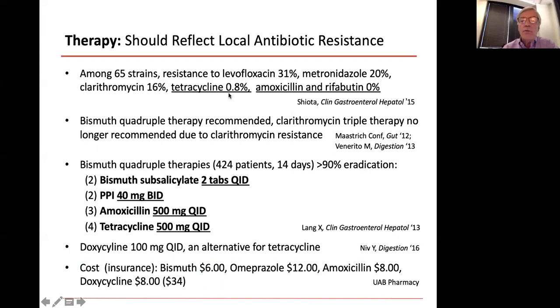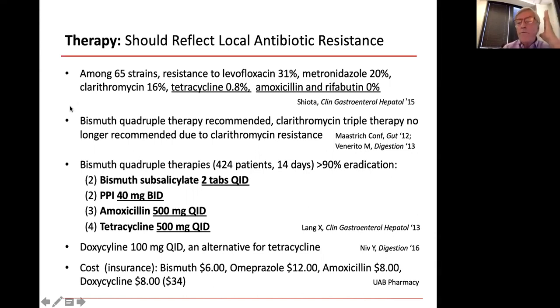So these have now become really the staple antibiotics for therapy for H. pylori infection. This study also was performed in Houston. This has not been studied in the Birmingham area, but Houston is pretty close, and the population that was studied is not too different from what we see in Birmingham, Alabama.